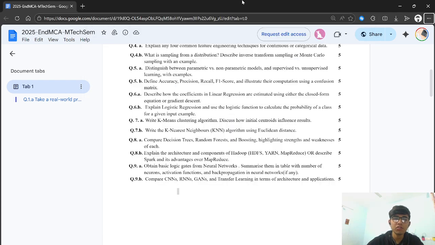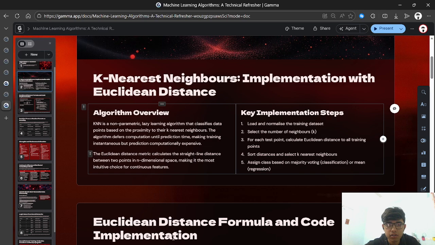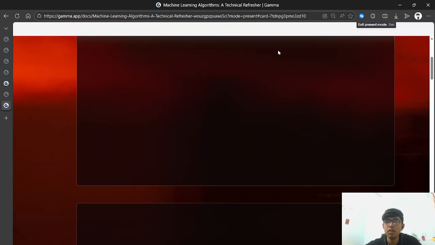Hi, let's continue solving our question number 7, part B. Write the k nearest neighbors algorithm using the Euclidean distances. So let me just quickly present.